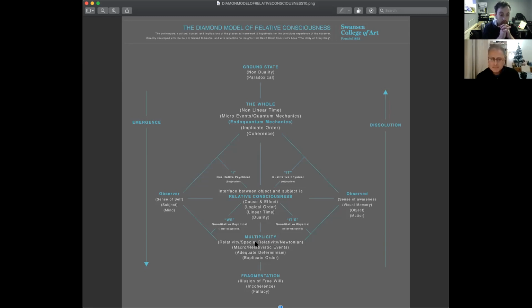Okay. Brilliant. So when it comes to relative consciousness, I see it applying as the interface here between object and subject, and we came to this agreement when we first explained the idea. Not all of the people who may view this will know what we've explained, but it's a visual model of the conscious experience of the observer. So it applies to human experience. Okay, so we came to this understanding, and this is how the diamond model has arisen.